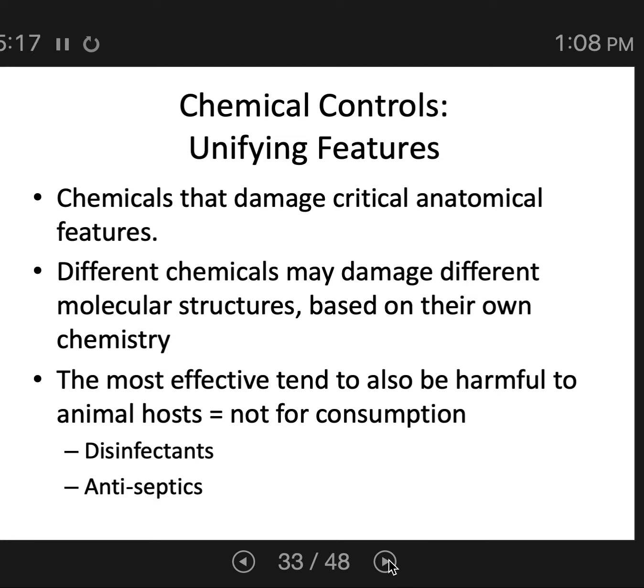These are chemicals that damage critical anatomical features on a microbial species. Different chemicals may damage different molecular structures based on the chemical's chemistry. The most effective chemical control methods tend to also be harmful to animal hosts, and so they're not for consumption. They're going to be disinfectants for inanimate objects or antiseptics that you put on the outside of your body but that you don't ingest.